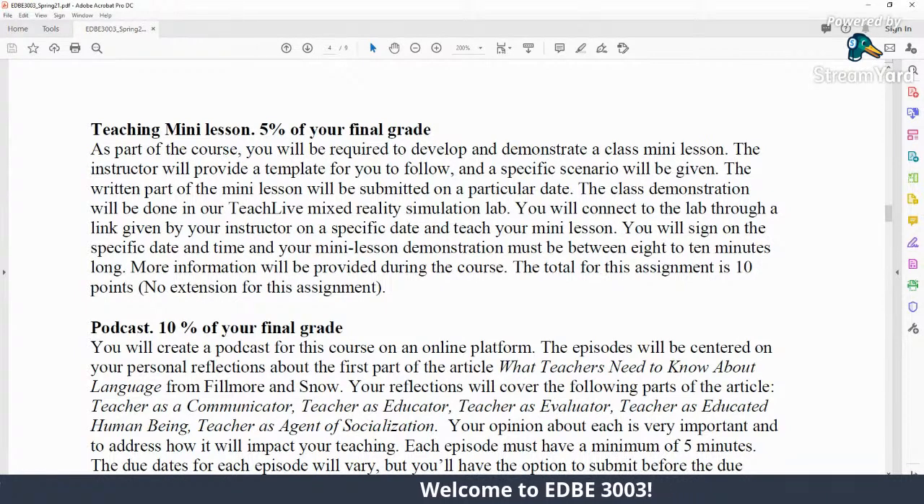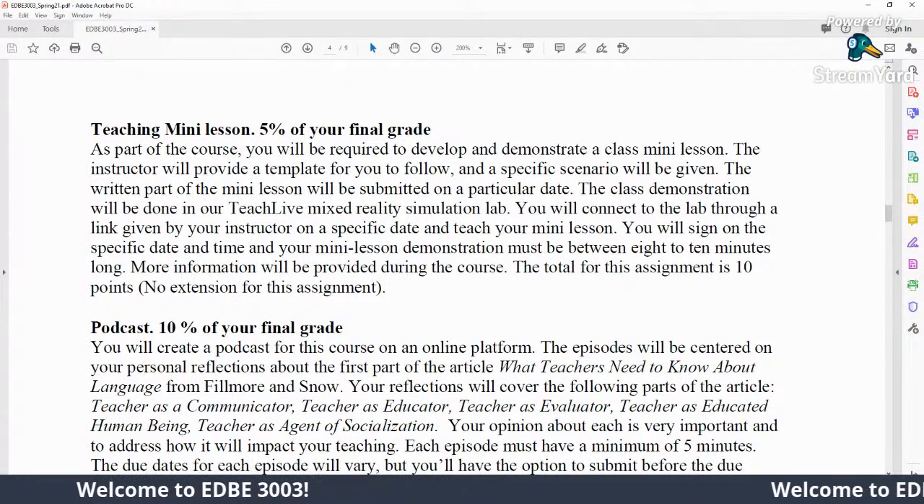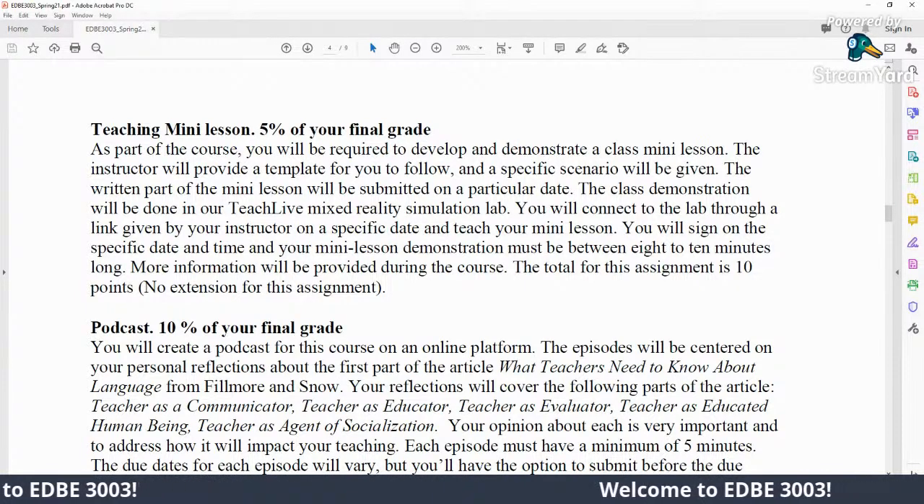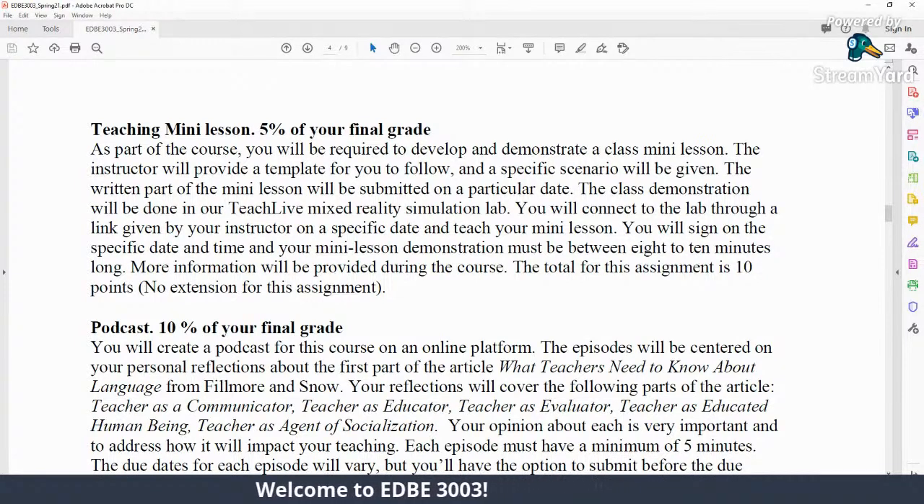and teach your mini lesson. You will sign on the specific date and time, and your mini lesson demonstration must be between 8 to 10 minutes. More information will be provided during the course. The total for this assignment is 10 points. No extension for this assignment.